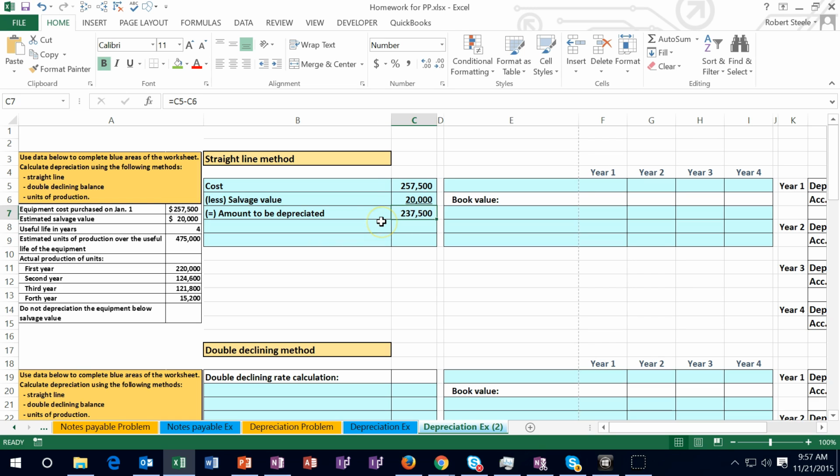So this is what we're going to allocate out. Why? Because this is what we bought it for, and we want to bring it down to 20,000 over the 4 years. The 257.5 minus the 237.5 will bring us to the 20,000. We want that to happen over the 4-year period. Therefore, we will divide it by the useful life. So the useful life is 4 years in this case. You might be asking, well, how did they come up with that 4 years?